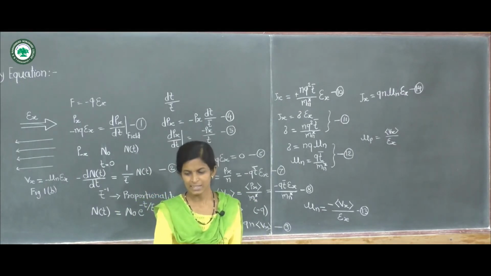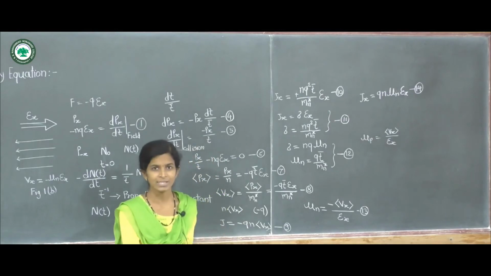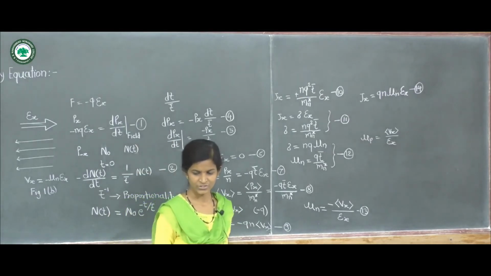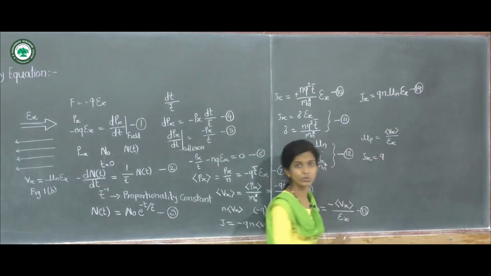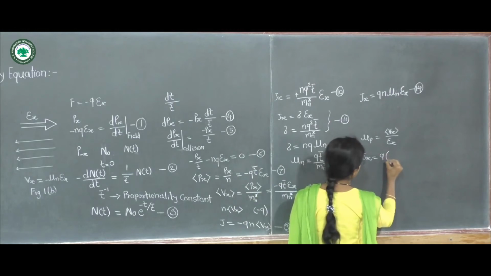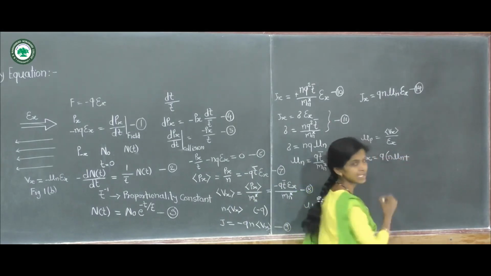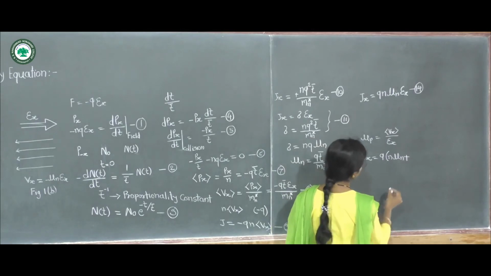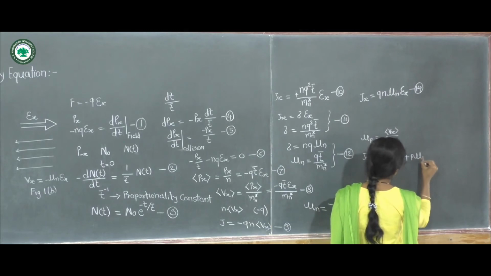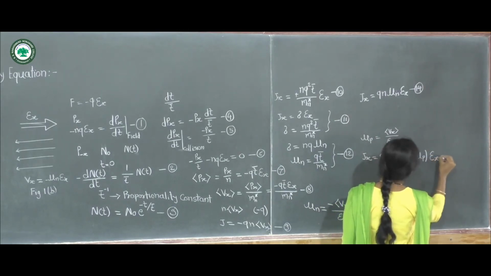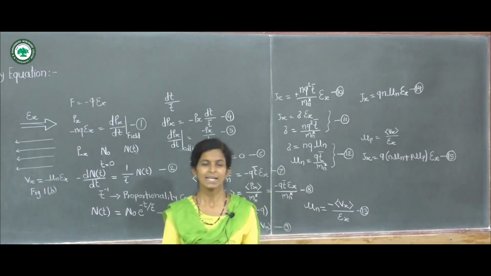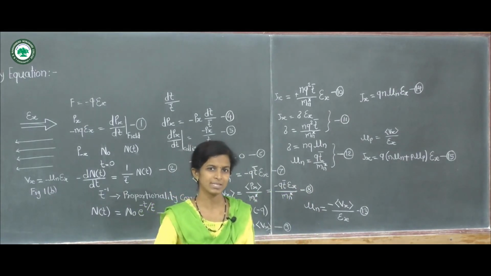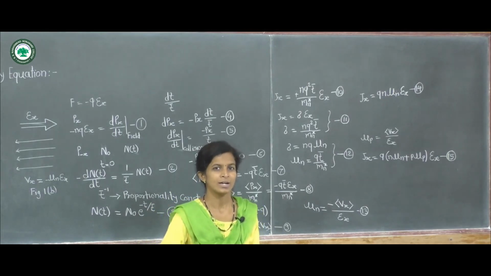If both, that is electrons and holes, participate in the conduction, then this equation 14 for the current density will change into Jx is equal to q into n mu n plus p mu p into epsilon x. So this is equation number 15, and this equation number 15 gives the current density equation for which both, that is electrons and holes, take part in the conduction process.